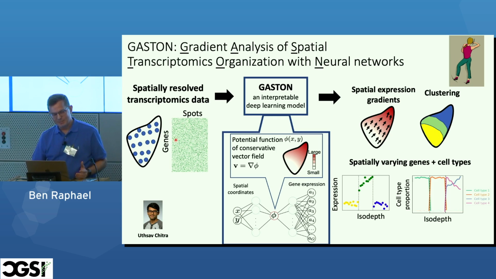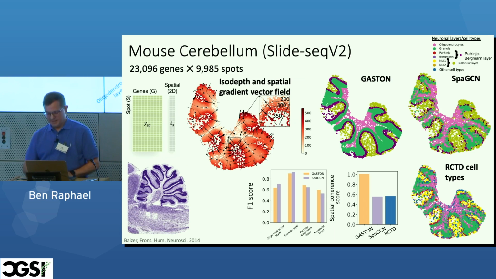So, the idea again, spatial transcriptomics data. We just throw it into this neural net, but because of the way we set up the neural net, we have this interpretable coordinate, right? So this is interpretable deep learning we're doing for those that are keeping track of this stuff. And we get these expression gradients. We can find these, it says clustering, but really the layers come directly out of the method. And then we can look as a function of now this isodepth, which is much more general than what I was showing you before, expression as a function of that depth. And we can look at changes in gene expression. We can look at changes in cell type proportion. All right, so let me show you some examples.